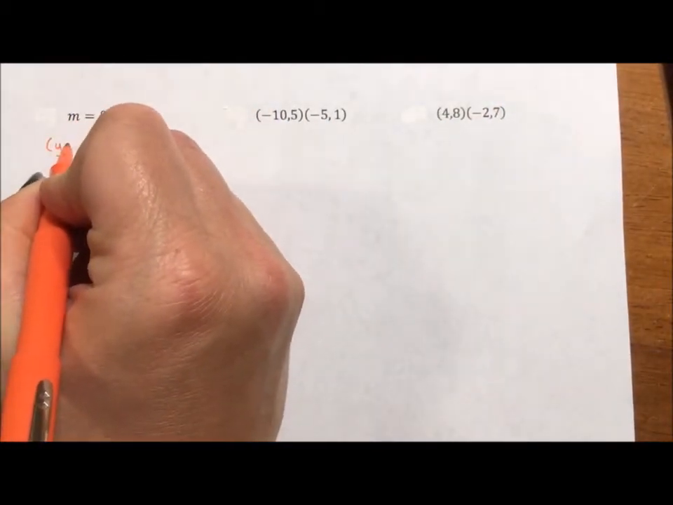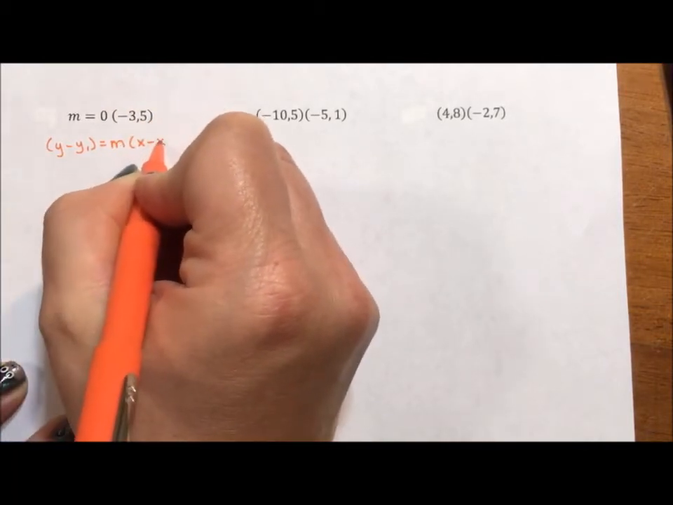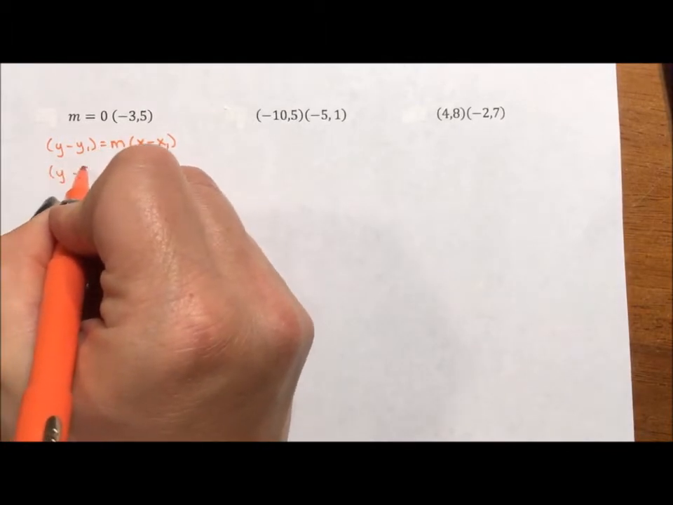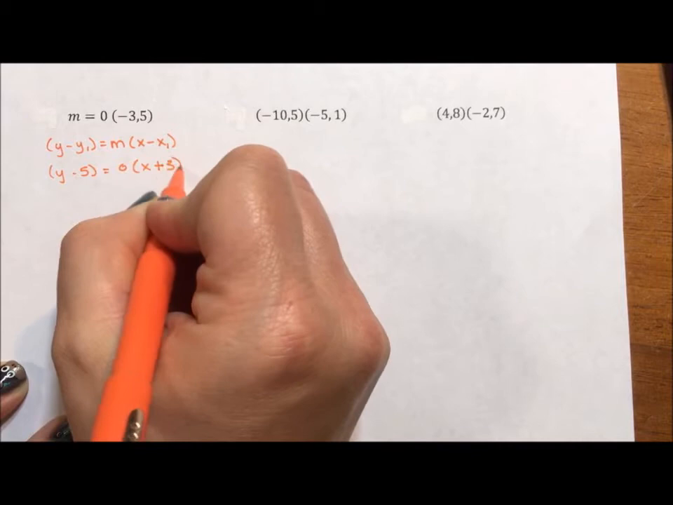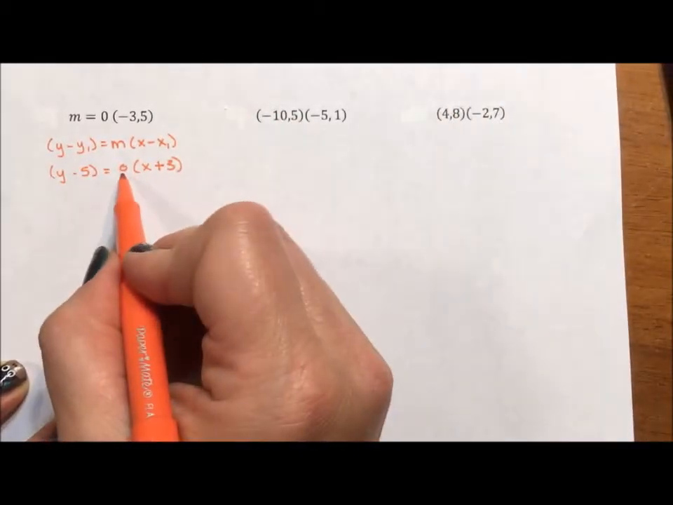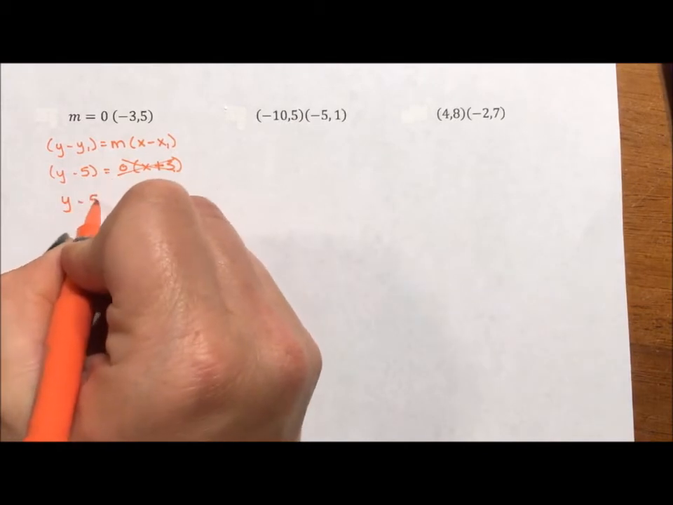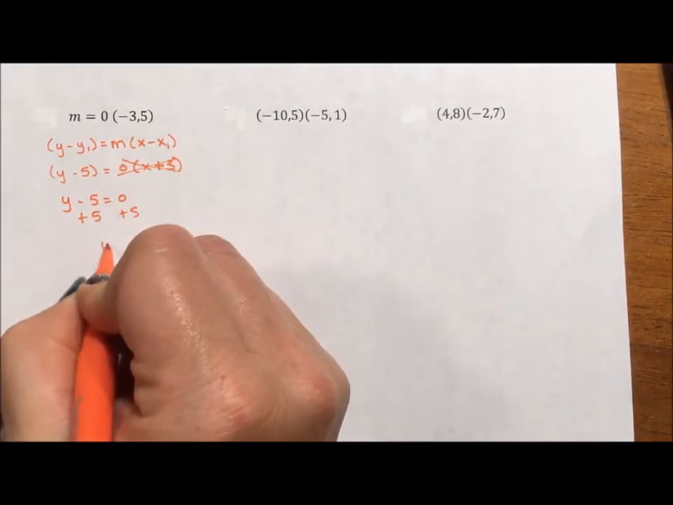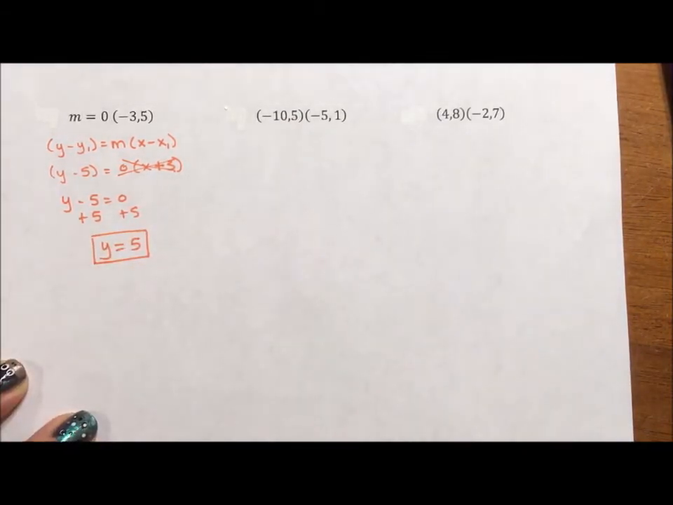If I do y minus y sub 1 equals m times x minus x sub 1, which is point slope form, my favorite way to enter a line, I have y minus 5 equals 0, x minus a negative 3. Minus a negative just becomes plus a positive. Remember, 0 times anything is 0, so I have y minus 5 equaling 0, and I can add the 5 over, and y is equal to 5. And we're done.